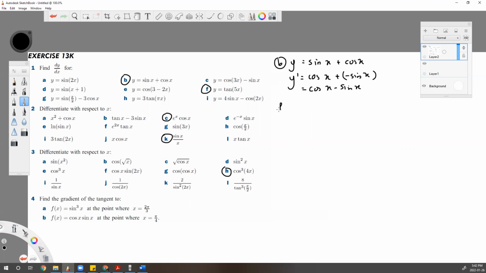This is the tan 5x. So again, be careful. You have to put the chain rule. y' tan becomes secant squared, still 5x, times the inside, 5. Okay, using the chain rule. So for number 1, piece of cake. Easy peasy.